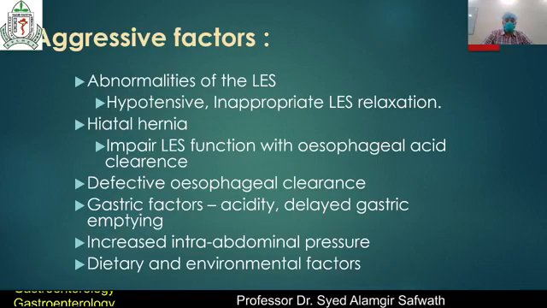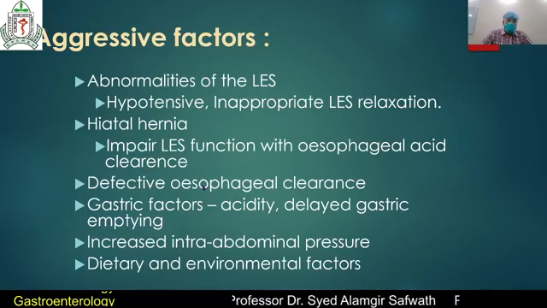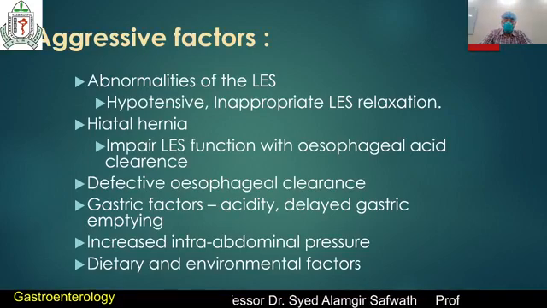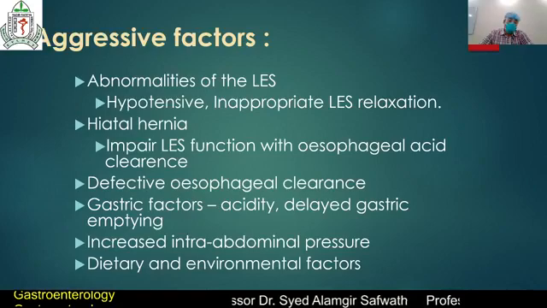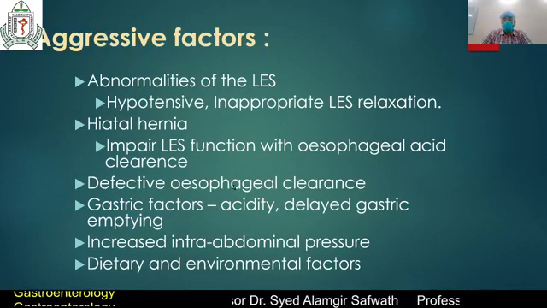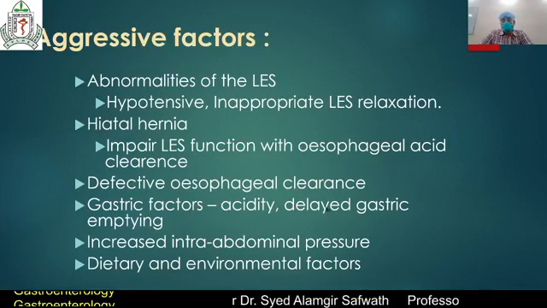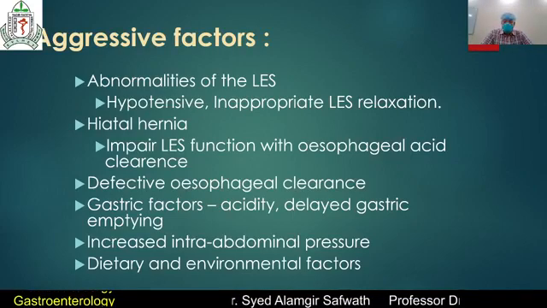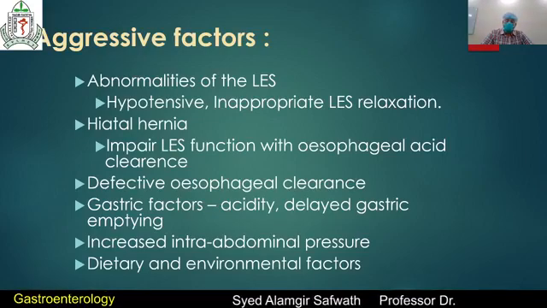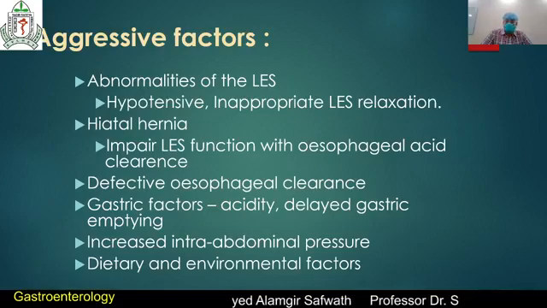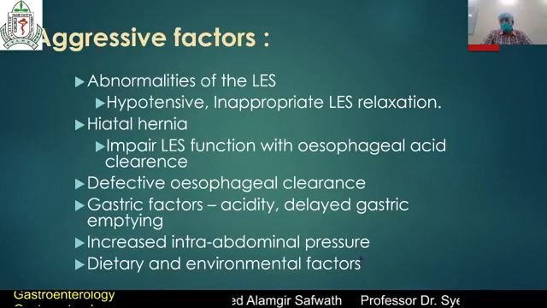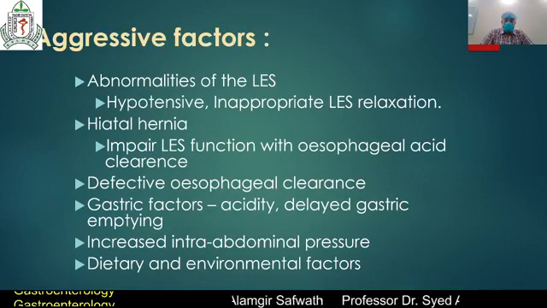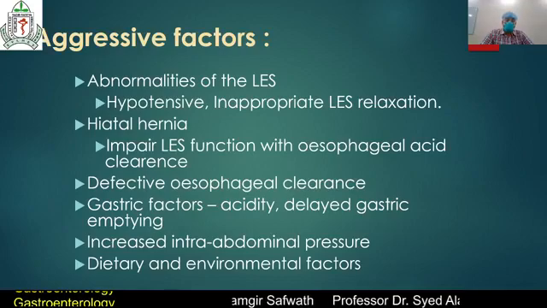Defective esophageal clearance: if there is defective peristalsis, it will make clearance of acid from the lower esophagus difficult. So defective esophageal clearance is another cause. There are some gastric factors, like increased acid formation in the stomach, or delayed gastric emptying, where food particles are stagnant within the stomach, so pressure within the stomach increases, and at a particular time the food will pass, due to more intra-abdominal pressure, to the lower end of the esophagus. Raised intra-abdominal pressure due to any cause, like pregnancy or obesity, also allows food to pass from the stomach into the lower end of the esophagus.